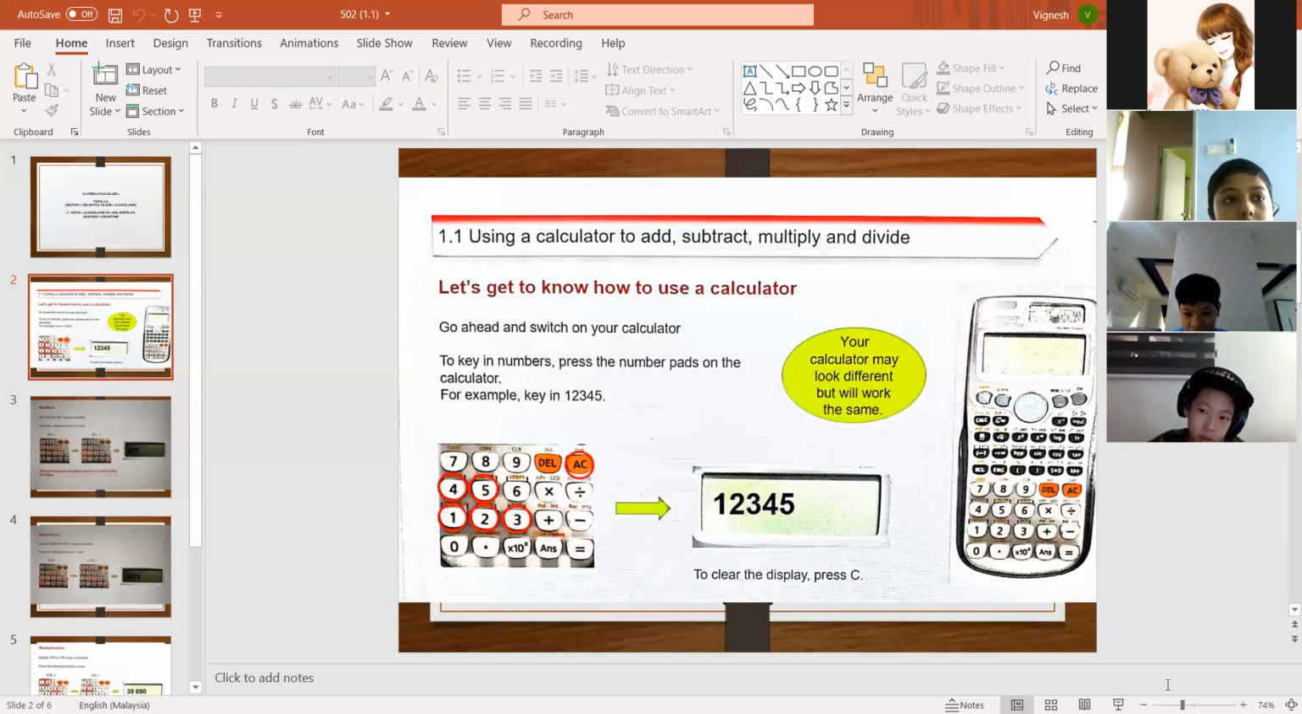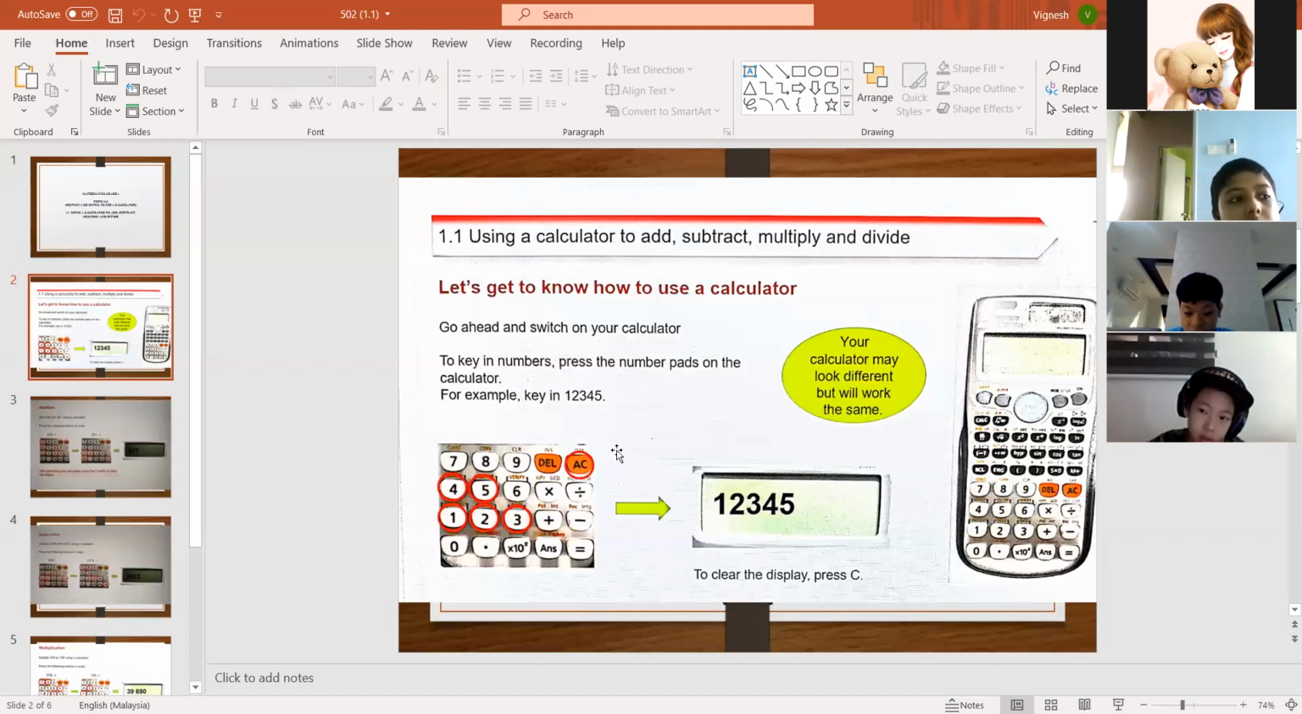Understand? Your calculator may look different, but the work is still the same, as long as it is a scientific calculator, not the small, normal calculator with only the plus and minus. Understand? I hope everybody knows. I think I no need to repeat this.